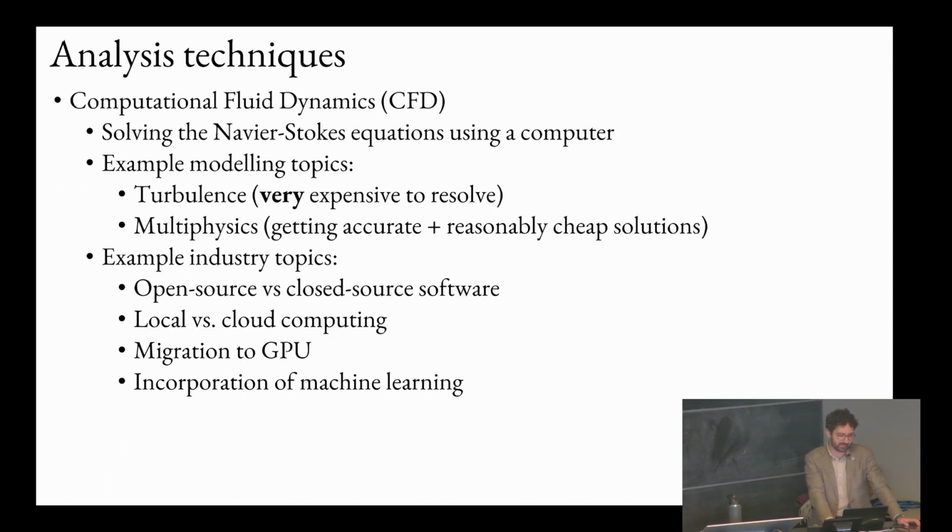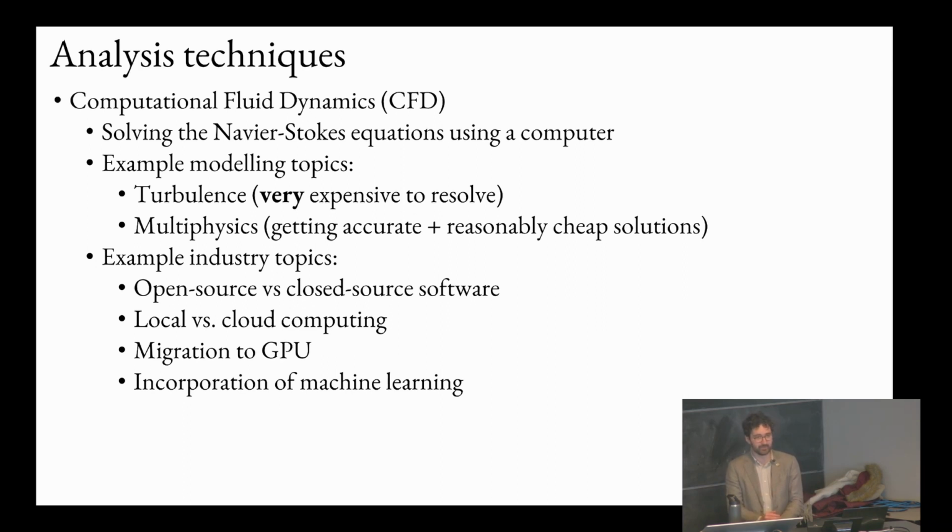From analysis techniques, things we didn't really cover: we didn't talk a lot about CFD. I gave references to it at some point. But CFD is all about solving the Navier-Stokes equations using the computer. The modeling topic that's always hot in CFD is turbulence, because it's very expensive to resolve. I think maybe you asked about RANS versus DNS. These are all different ways we can model turbulence in the flow, and it's mostly guided by cost.